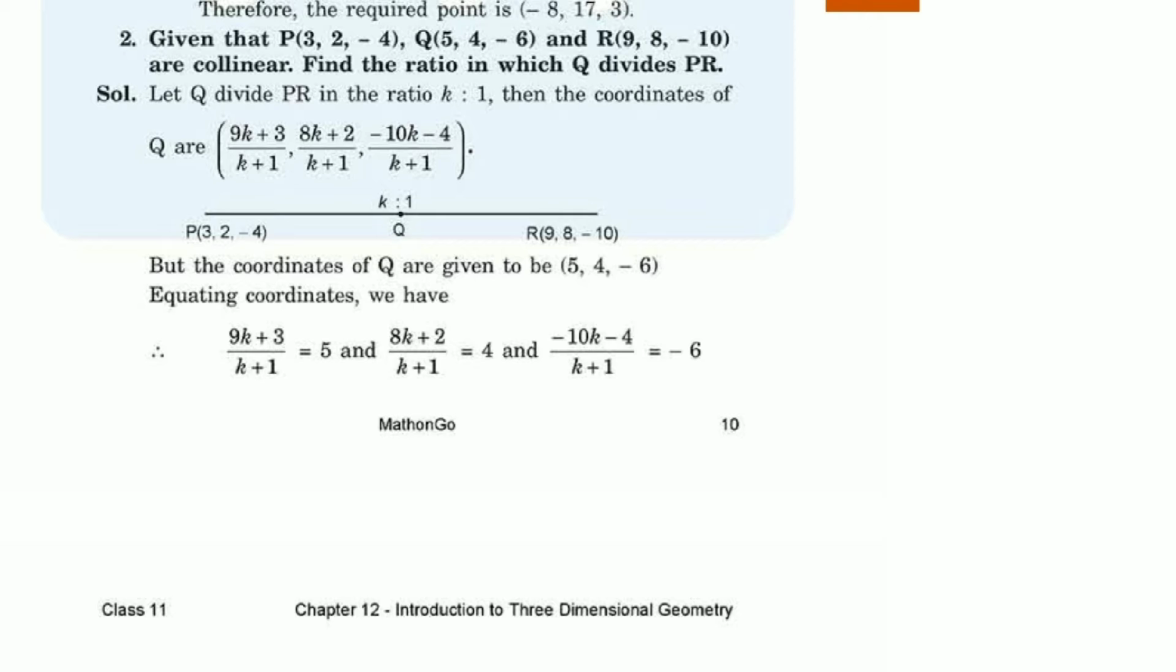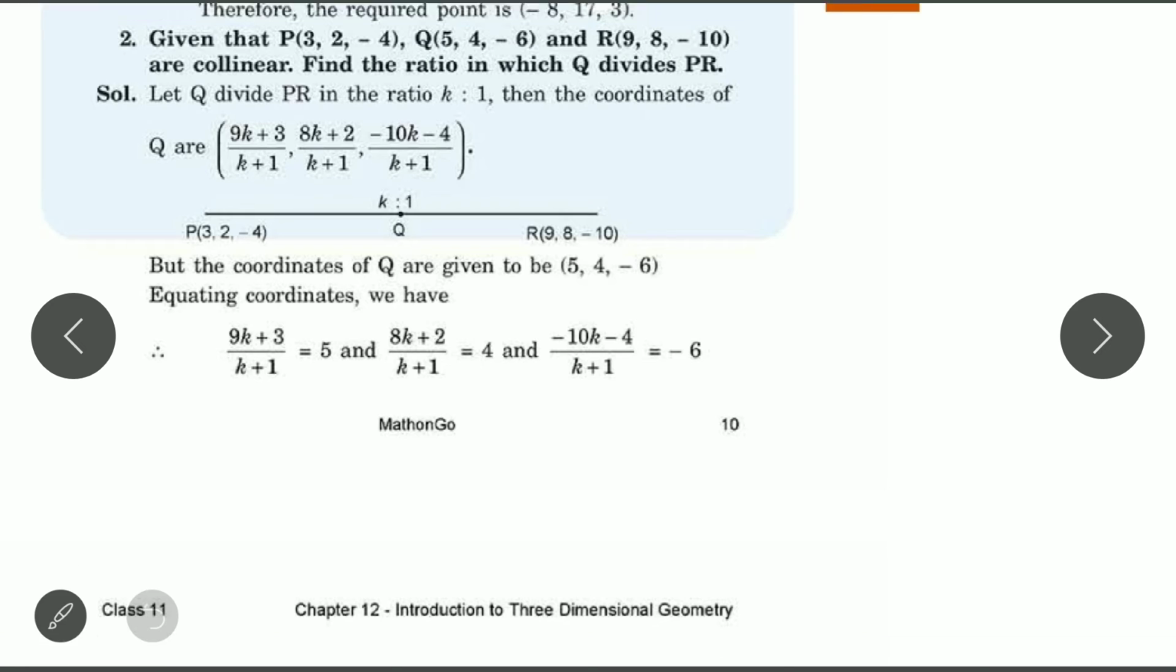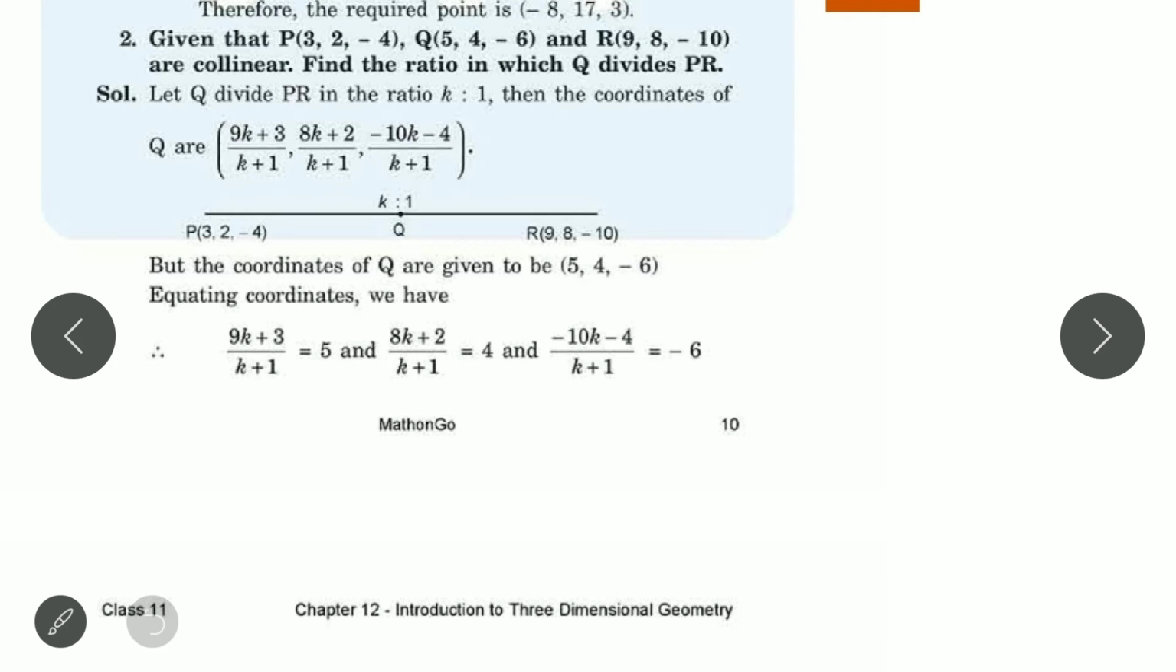Now, here is an important point to be noted. If we are asked to calculate the ratio which is not known to us, then we don't consider the ratio to be m:n. Rather, the simplest way is, we consider the ratio k:1. So here also, we shall begin with the introduction considering the ratio to be k:1. So let us begin the solution.